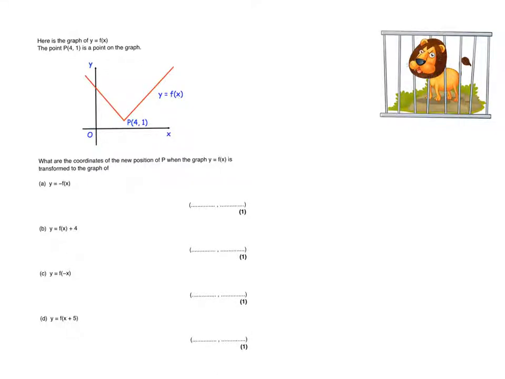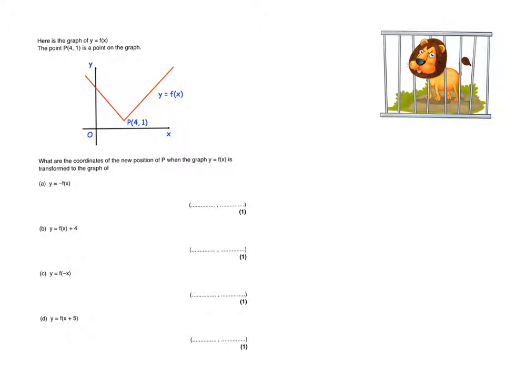Here's the graph of y equals f of x. The point P, (4, 1), is a point on the graph. What are the coordinates of the new position of P when the graph of y equals f of x is transformed to the graph of (a) y equals minus f of x?